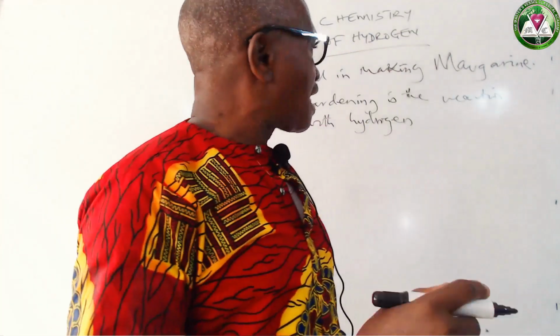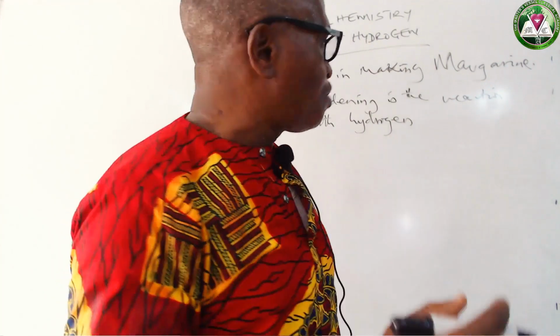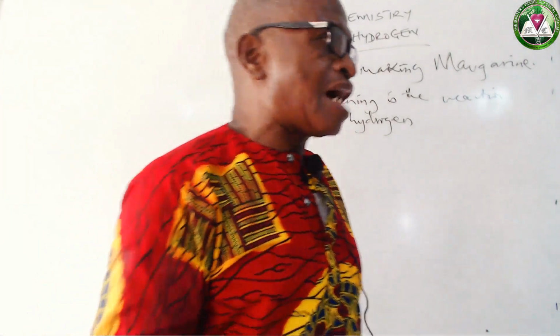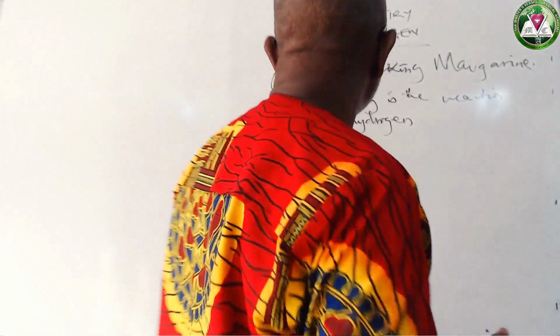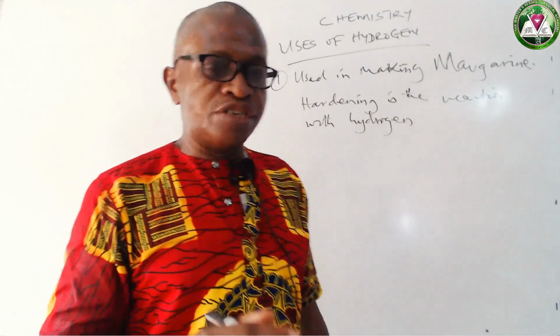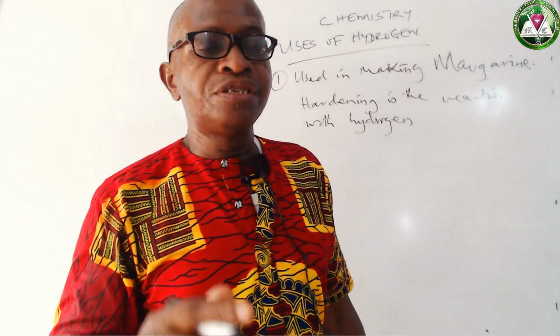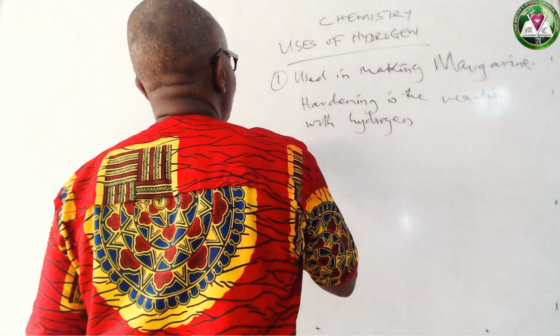This is a catalytic reaction, and you now add some additives that will make you have your margarine, like the coloring agent and all other additives that make it become margarine. The most important thing is that the vegetable oil has double bonds in its structure. Therefore, when you add the hydrogen, the double bonds will be reduced to single bonds. That is number 1.